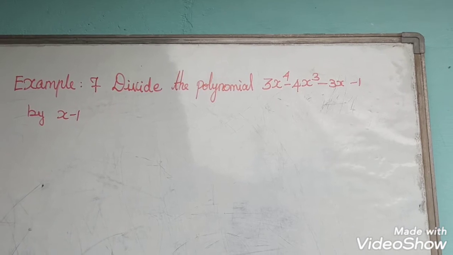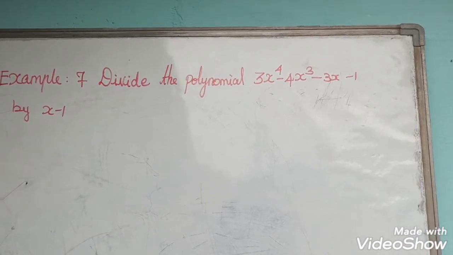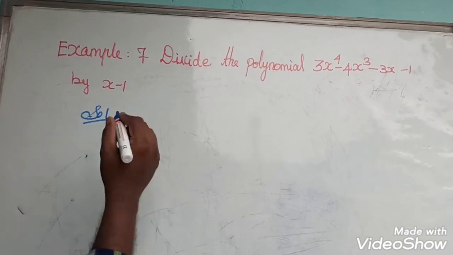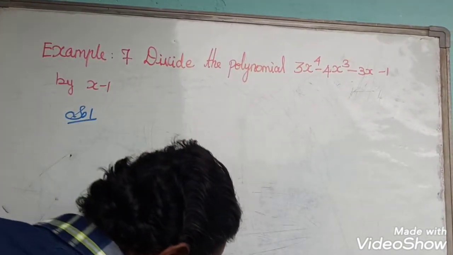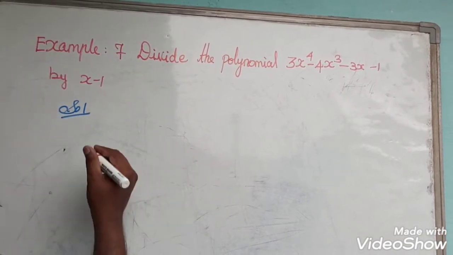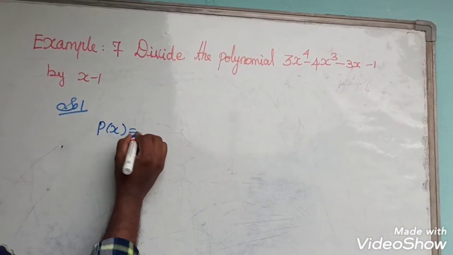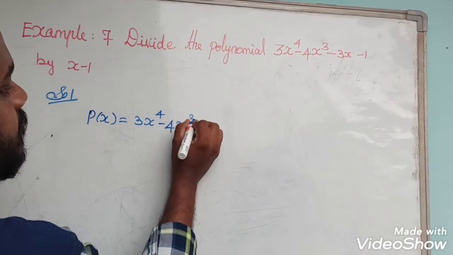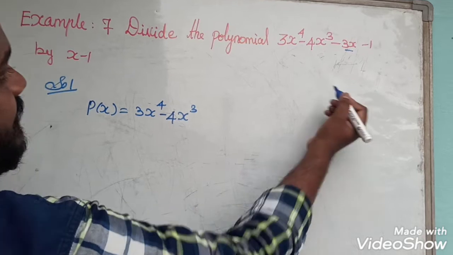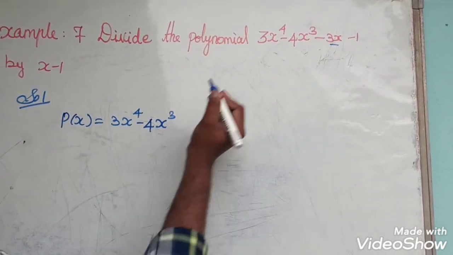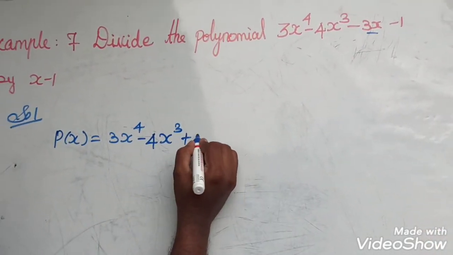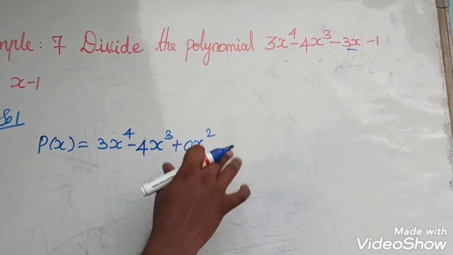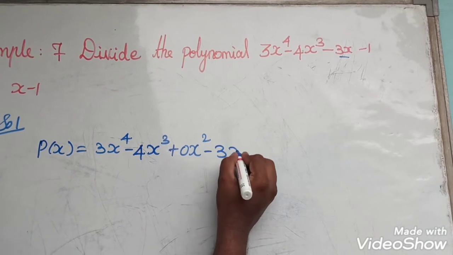Divide the polynomial 3x power 4 minus 4x cube minus 3x minus 1 by x minus 1. Solution. I take the first one as p of x and second one as g of x. So p of x is equal to 3x power 4 minus 4x cube. Here you will see, x power 4 is there, x cube is there. The power 2 is not there. Because of that I put 0x square. From the first term onwards you have to arrange everything. So minus 3x minus 1.